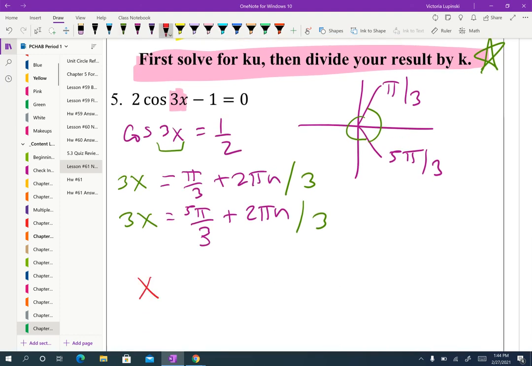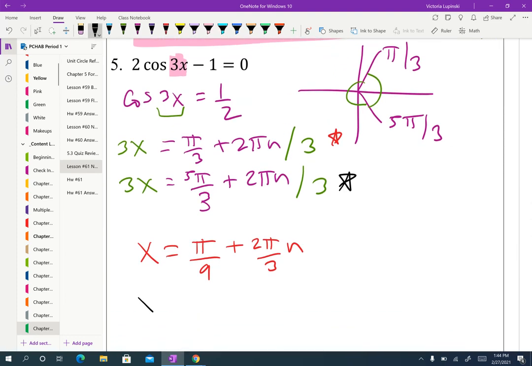So to get to your final answer for the first one, you're going to divide by 3. So pi over 3 divided by 3, you're going to multiply the denominator to get pi over 9 plus 2 pi n divided by 3 is going to be 2 pi over 3n, and that's going to give you the answer for the first equation. Then for the second one, again, if you divide by 3, 5 pi over 3 divided by 3, you're going to multiply the denominator, which gives you 5 pi over 9. And then 2 pi n divided by 3 gives you 2 pi over 3n.